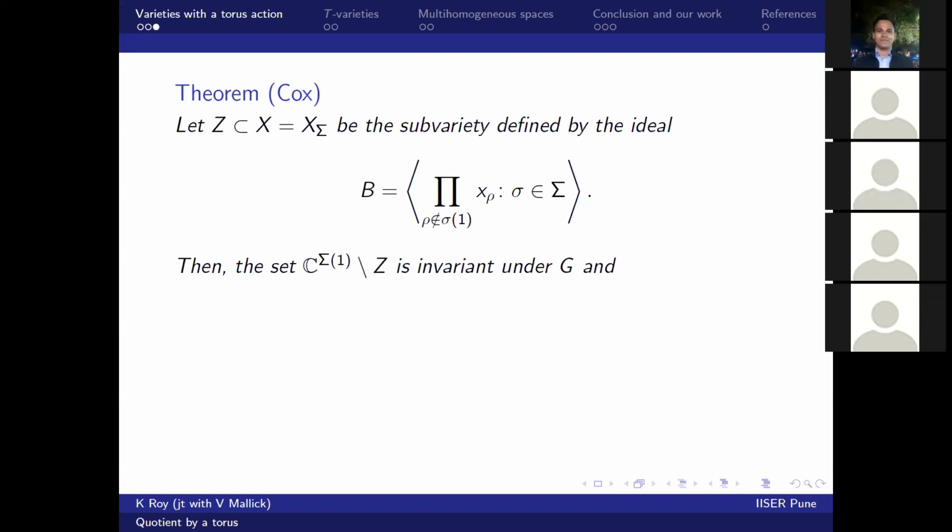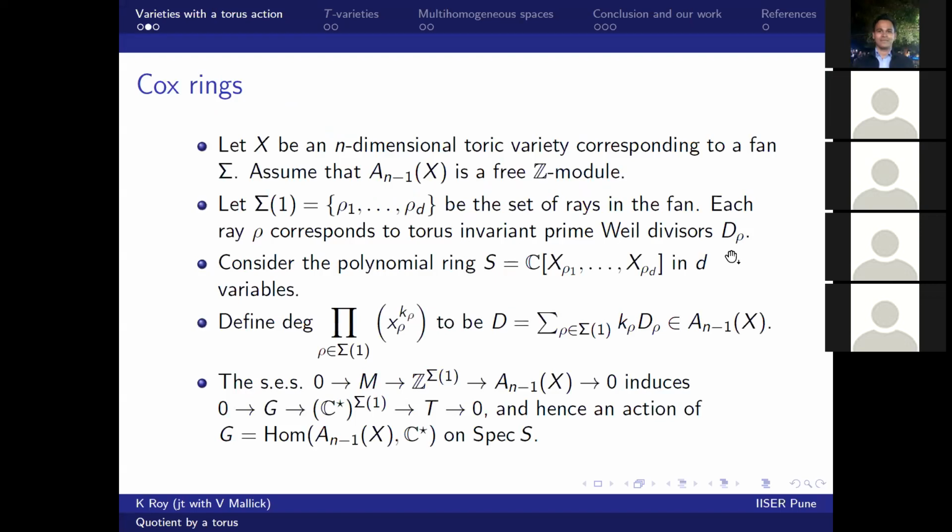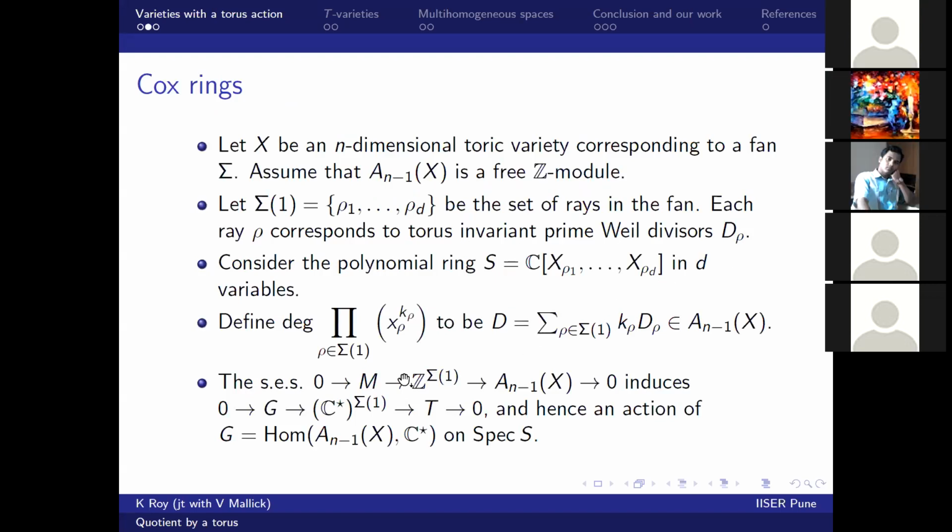Kartik, I just have a quick question. What do you mean by C raised to sigma of 1? Is that C raised to d? Yes, so C star raised to sigma of 1 has a typo, it should be d. The number of rays. Right. Okay. Thanks.